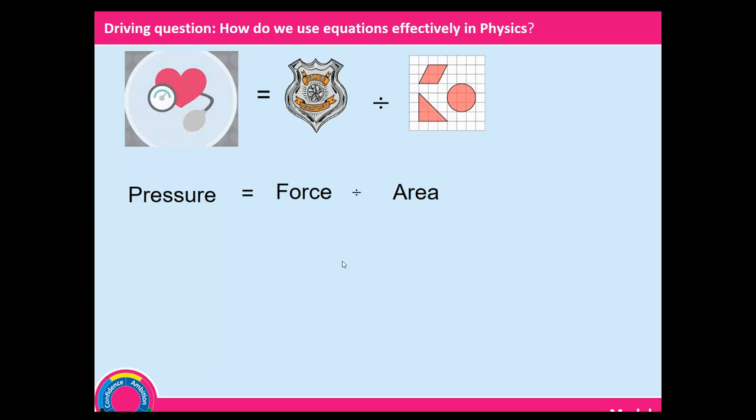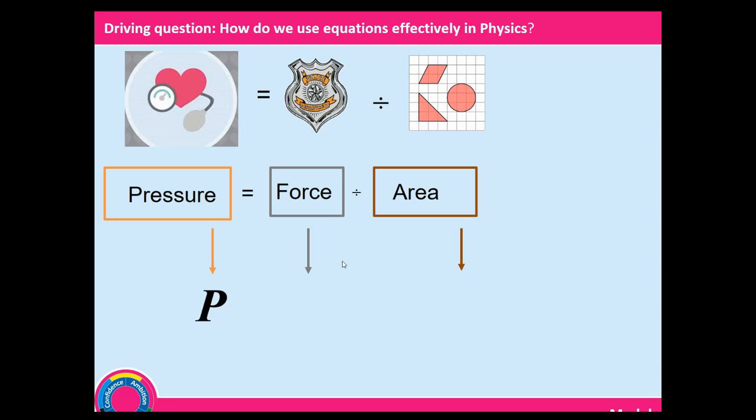Let's look at the next equation we want to look at. It's another equation we studied in year 8: pressure equals force divided by area. It's another equation you should be able to recall for your AQA exam. And since you've already covered it in year 8, I've decided to revise it at this point. All we need to know with this equation for now is to be able to rearrange it and make the substitutions. The standard equation: pressure equals force divided by area.